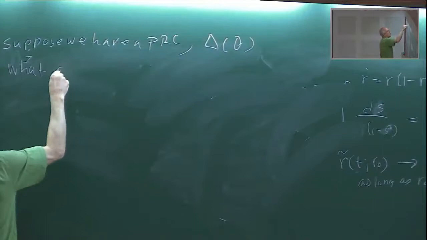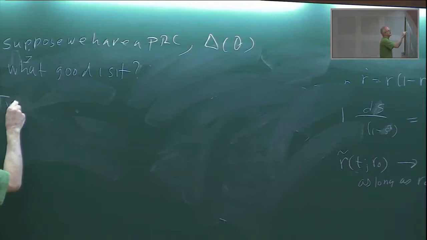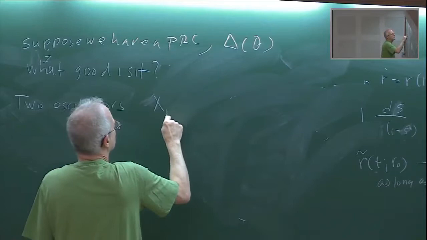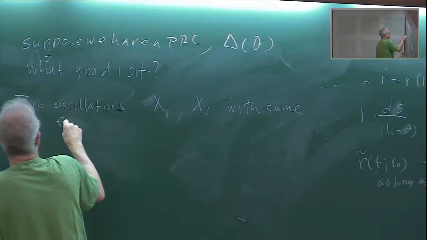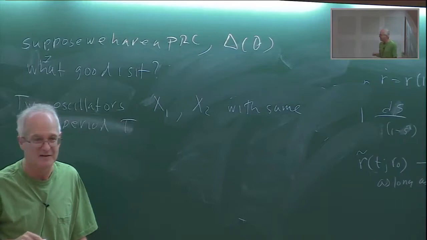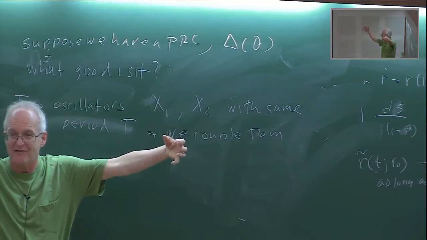What good is it? Okay, well let's consider the following situation. Suppose we have two oscillators, and they're both with the same frequency, or same period, let me say same period. And we couple them. So we're going to take two oscillators, put them together, and we're going to allow them to interact. And how are they going to interact?